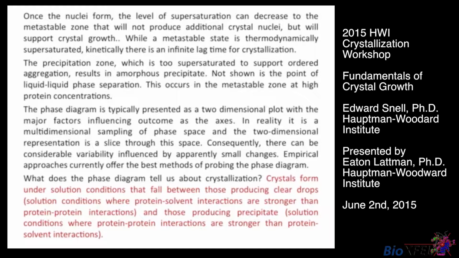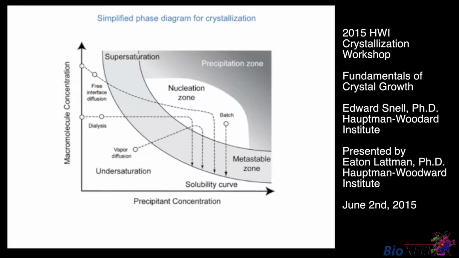And that path that we saw here again for many different mechanisms illustrates that. You end up here, where the crystals grow, and there are various paths into the nucleation zone and then out. Clear drops are here.